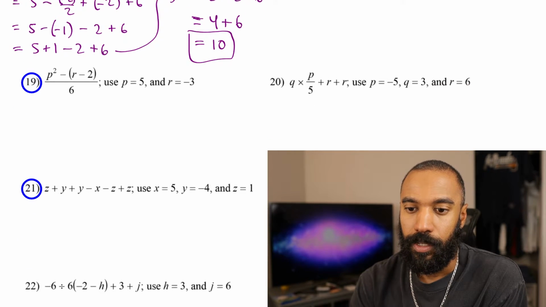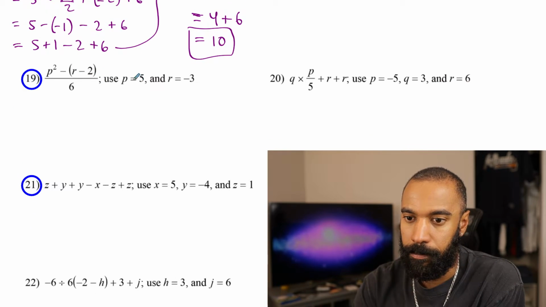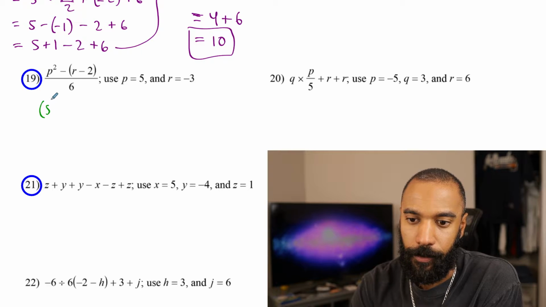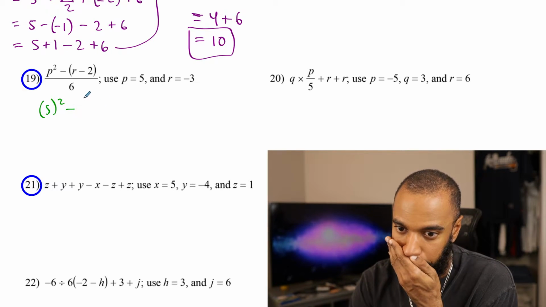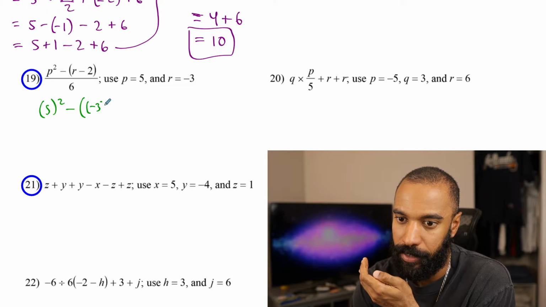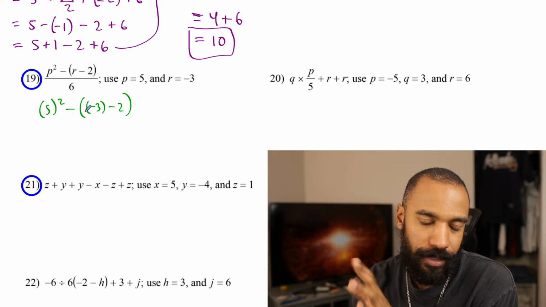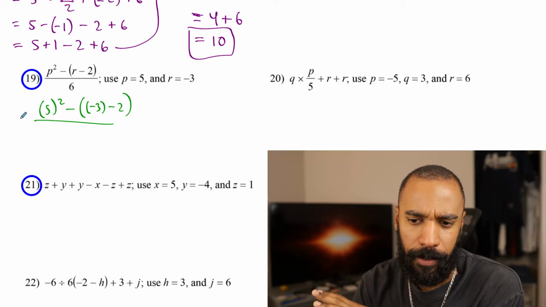Okay, one more problem. Number 19. P is 5. I'm going to go ahead and put that around parentheses again for emphasis. The same idea with that thing. And minus, let's do negative 3 minus 2. Parentheses needed there. Yeah. I say the when in doubt card. I'm going to keep using that one.